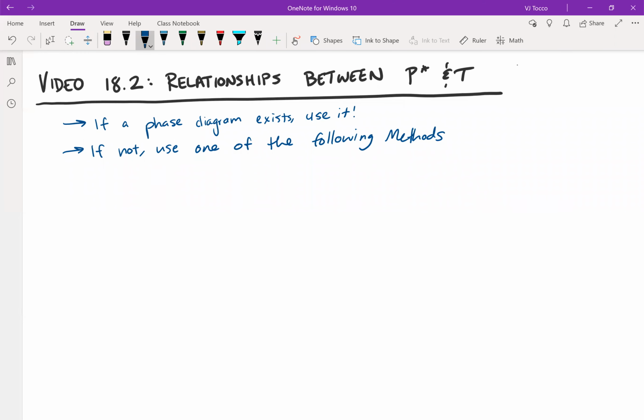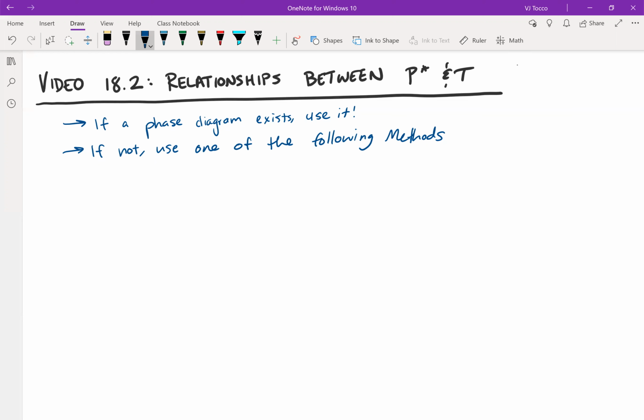This material and energy balances video is titled Relationships Between P star, the vapor pressure, and T, or T boiling. It will help you to obtain the conditions at which vapor-liquid equilibrium applies. For any given P star, any given vapor pressure, the corresponding temperature at which that substance boils is called the boiling point. And for every temperature, there is a corresponding vapor pressure at which the substance will also boil.